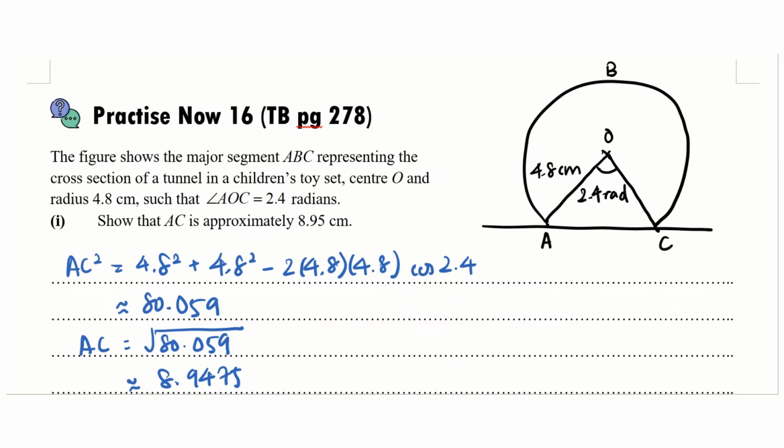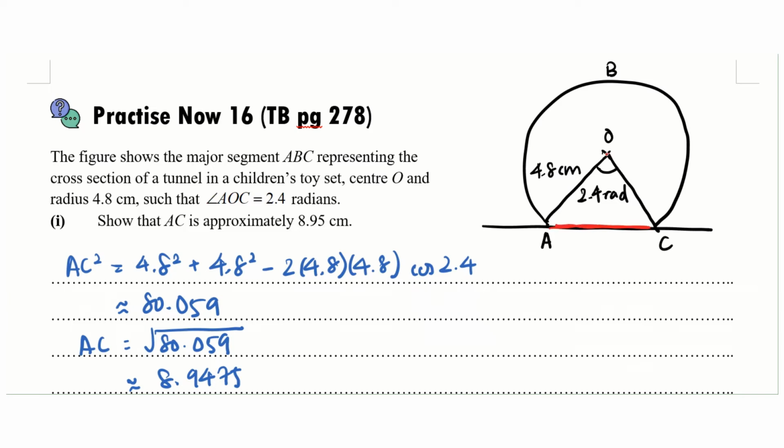Moving on to practice 16, we are given that this figure shows a major segment ABC representing the cross-section of a tunnel in a children's toy set, with center O and radius 4.8 cm, such that angle AOC is 2.4 radians. In part 1, we want to show that AC is approximately 8.95 cm. So AC is this length here.